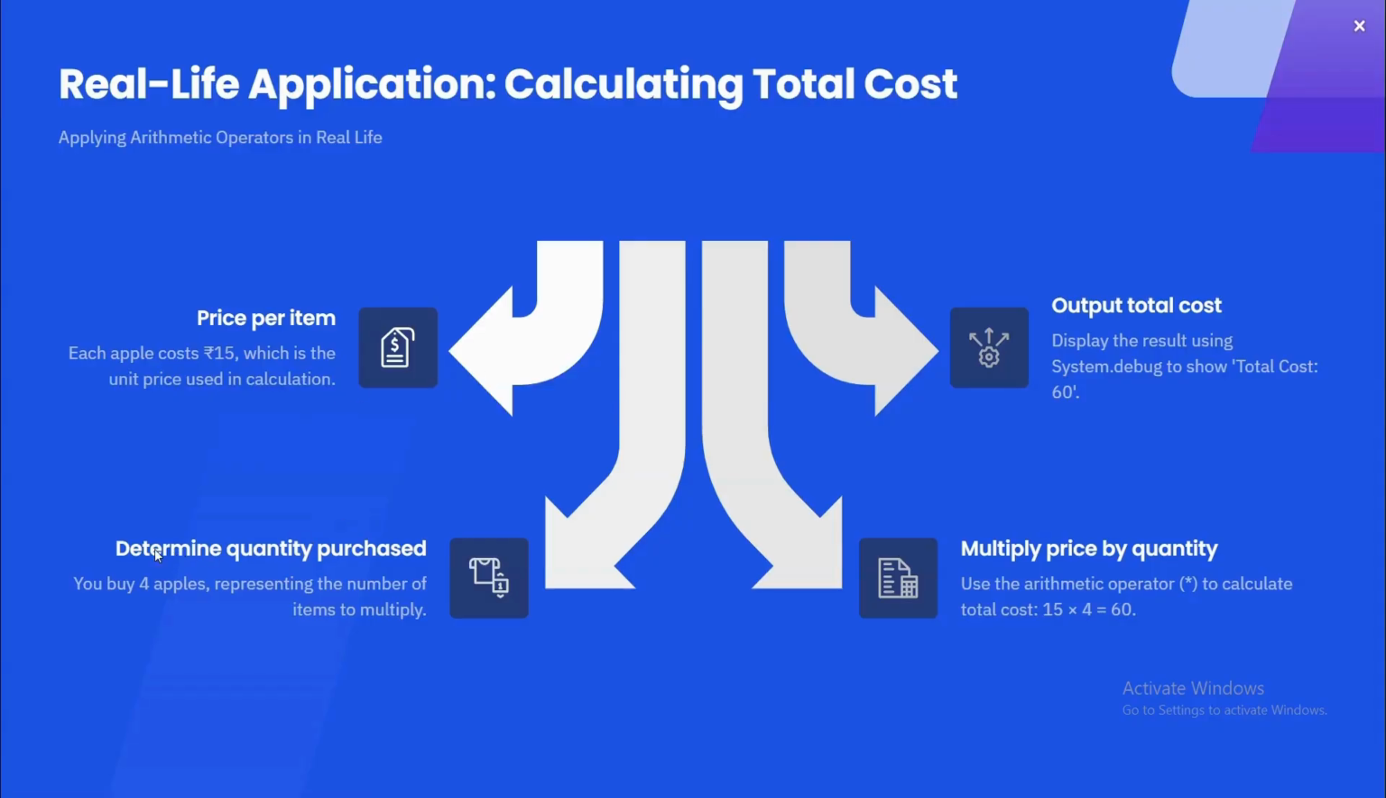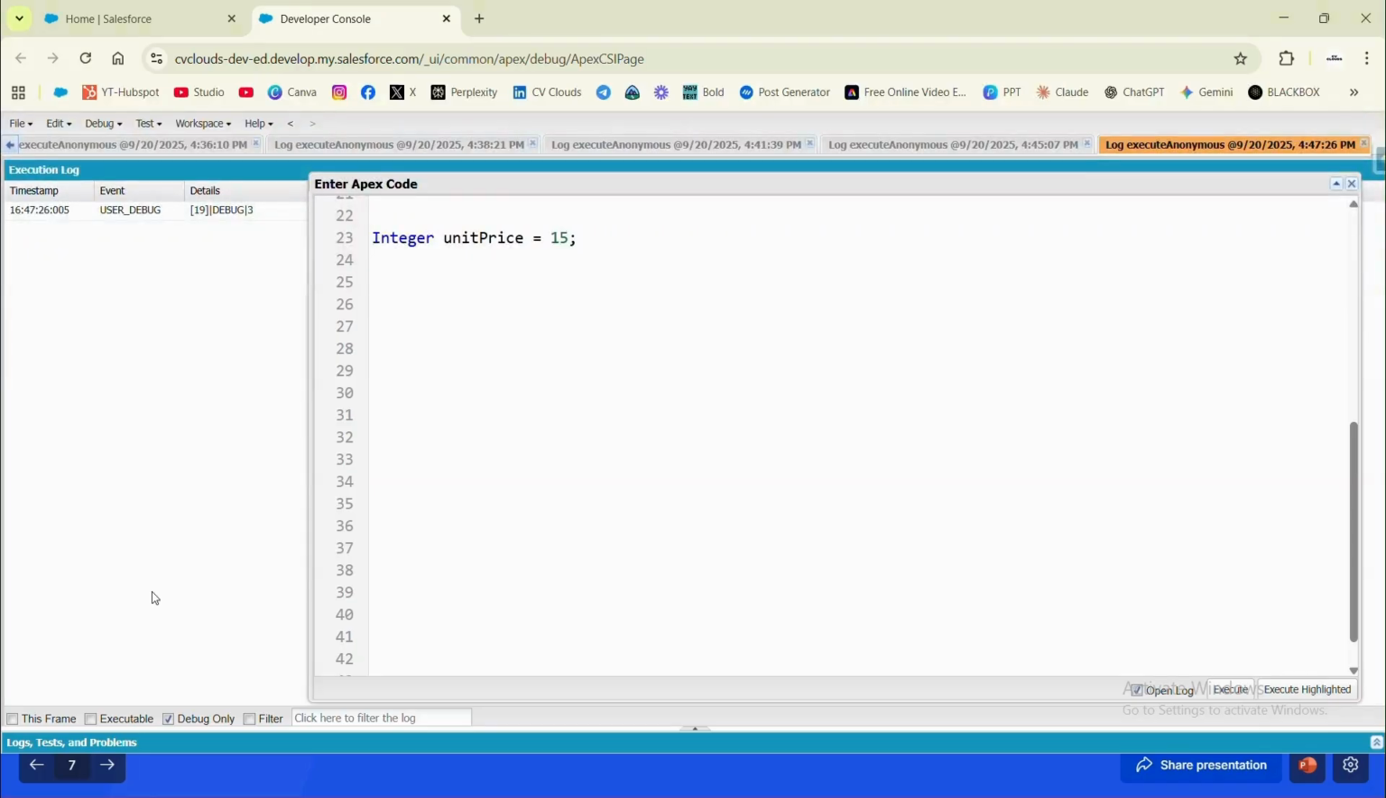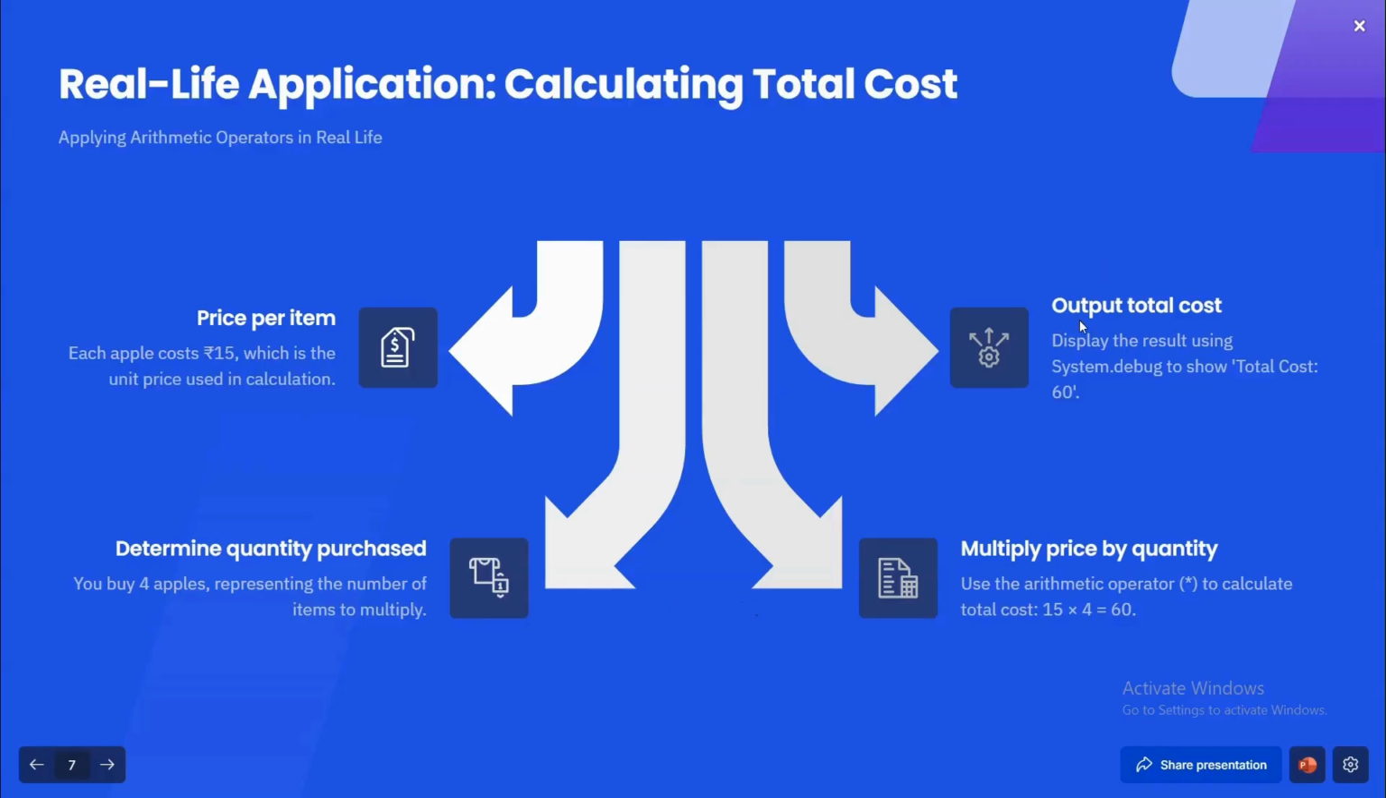Second is to determine the quantity purchased, that is, you buy 4 apples, representing the number of items to multiply. So this is the quantity, that is 4 apples. So it is also a quantity variable, how much? 4. Third is output total cost. So we have to display the result using System.debug to show the total cost, that is 16.